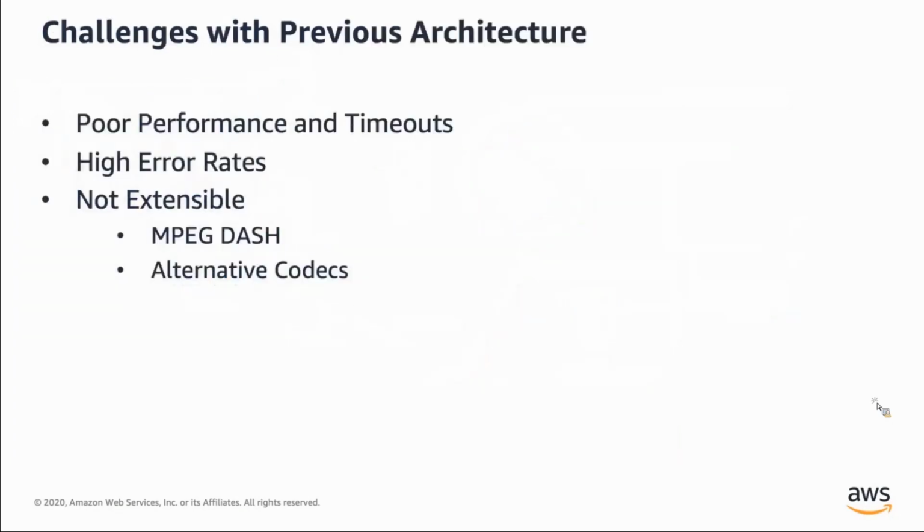So in summary, here are the top challenges that we had with our previous architecture. First, we were getting quite a few reports of poor performance, leading to quite a bit of timeouts on our client surfaces. We also had an unacceptably high error rate on our old CDN, and this prevented us from using streaming as a primary consumption mode on our mobile apps. And last but not least, our existing solution was not extensible enough to let us innovate on our audio.